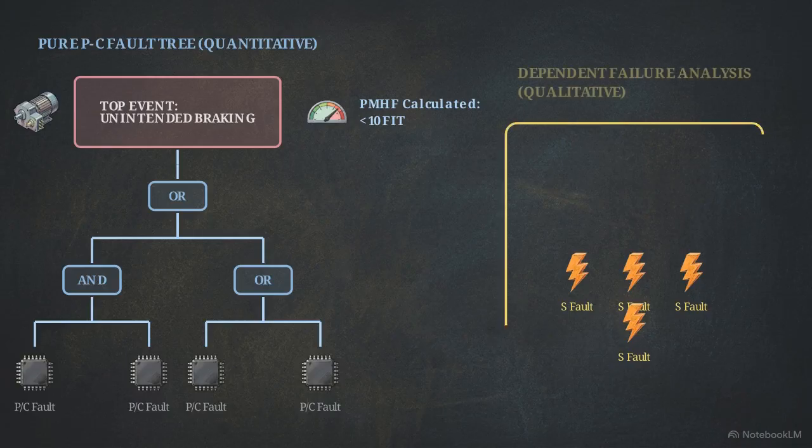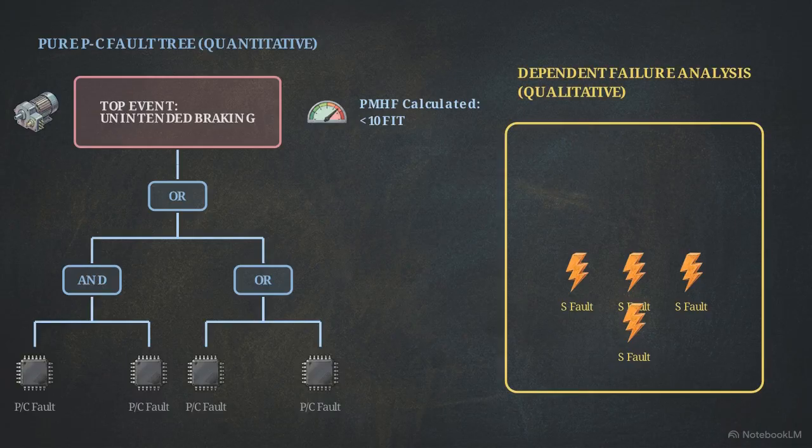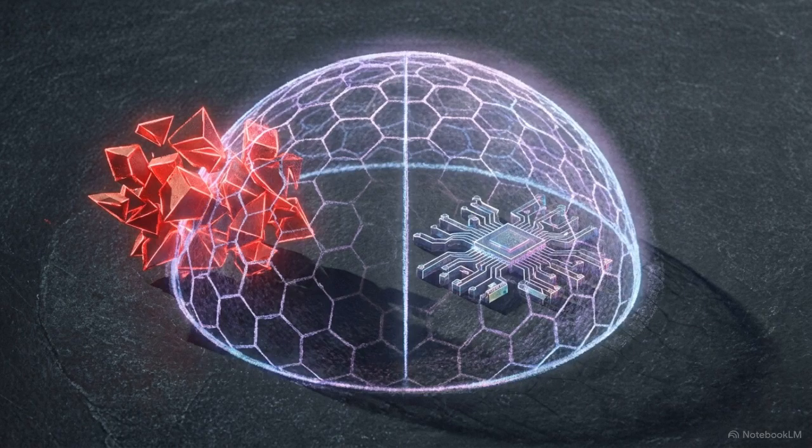The secondary faults are not ignored. They are relocated to a separate qualitative architectural domain known as Dependent Failure Analysis, or DFA. DFA acts as an architectural firewall. Its purpose is to systematically identify and physically block common cause failures and cascading failures before they can spread.